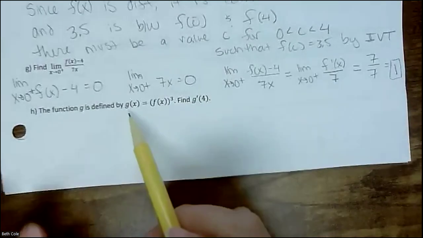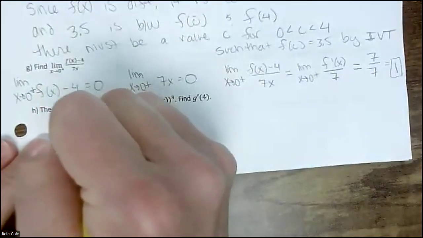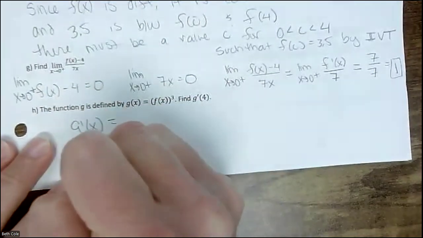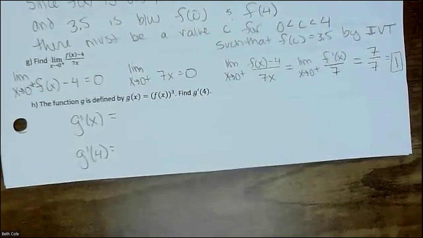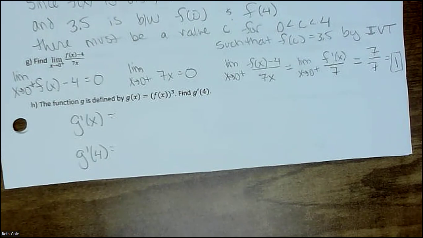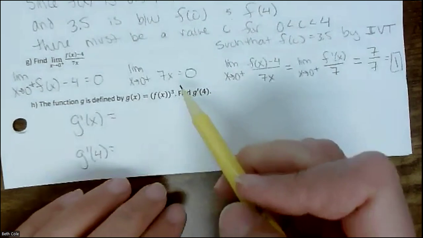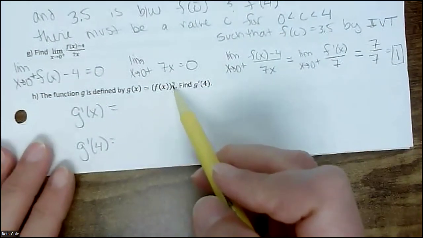All right, last one of these. Find g prime of 4. You're going to find g prime of x, and then you're going to plug in 4. This is a throwback to derivative rules. What rule do you need for that one? Chain rule. Good job. You're going to be okay.